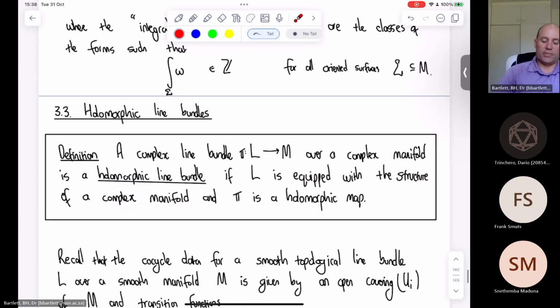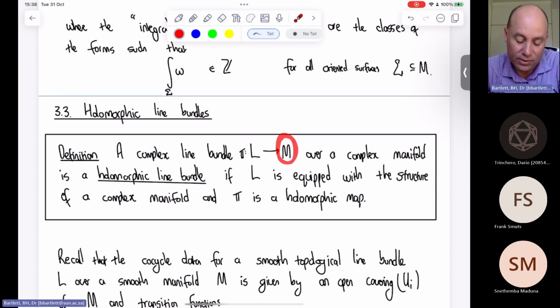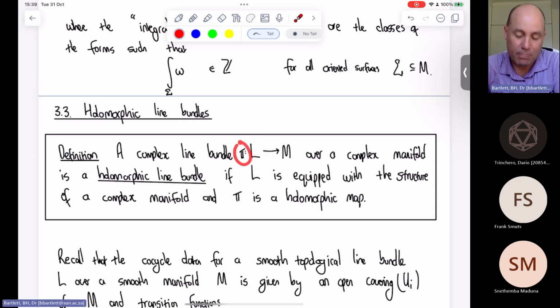Let's carry on. I've spoken about line bundles. Now let's speak about holomorphic line bundles. Before, I was just speaking about smooth line bundles over smooth manifolds, or if you like, just line bundles over topological spaces. I didn't need anything about the smooth structure there. Now I'm going to speak about a holomorphic line bundle. A complex line bundle over a complex manifold is called a holomorphic line bundle if L is equipped with the structure of a complex manifold and pi is a holomorphic map. So to have a holomorphic line bundle, your base space needs to be a complex manifold. And we say that L is a holomorphic line bundle if L is itself equipped with the structure of a complex manifold, and this map pi is a holomorphic map.